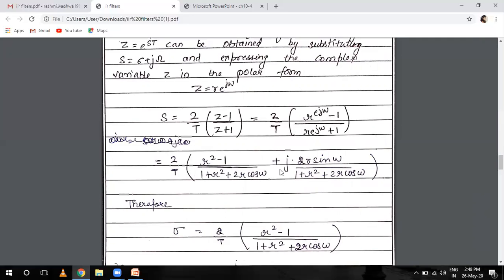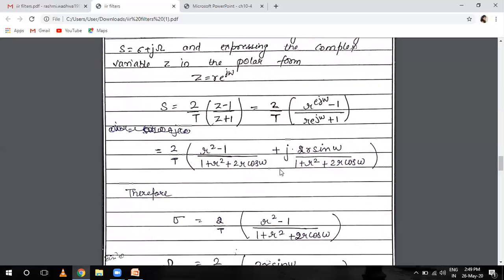So when you separate the real part and the imaginary part, and then take the LCM, you will get 2 by T into (r square minus 1) upon (1 plus r square plus 2r cos omega), plus j into 2r sin omega upon (1 plus r square plus 2r cos omega).